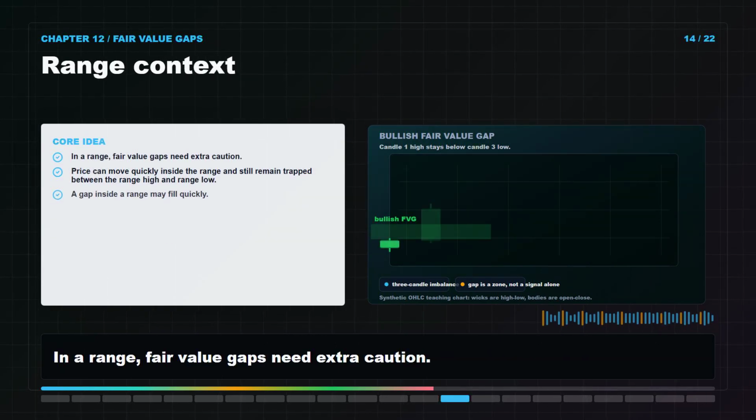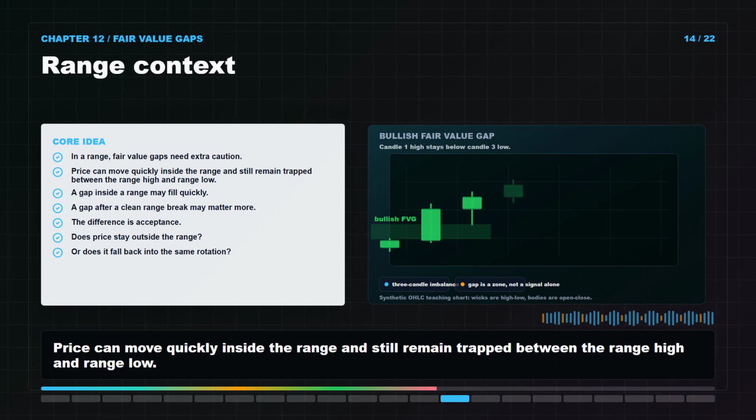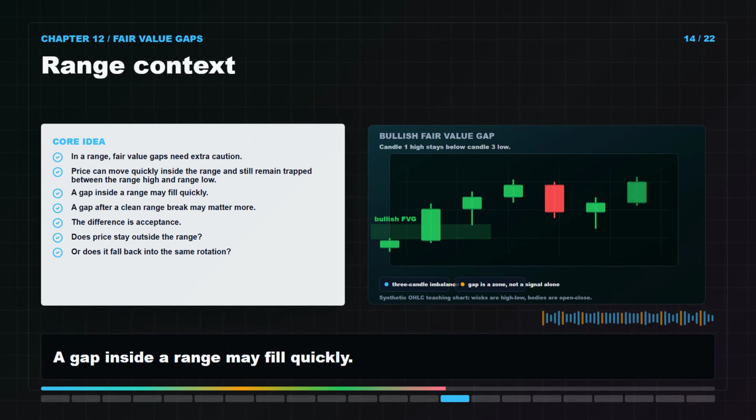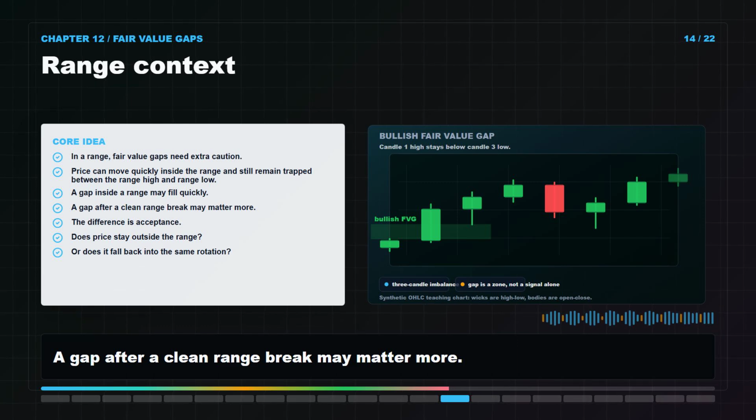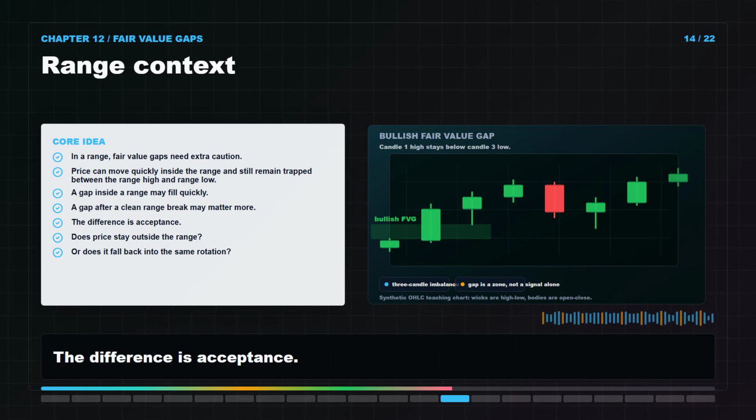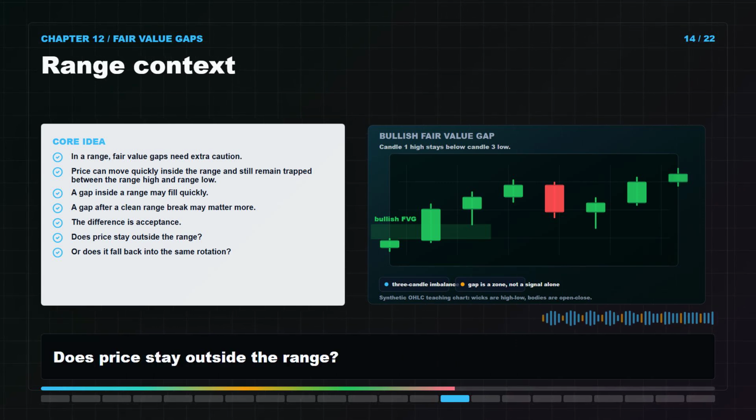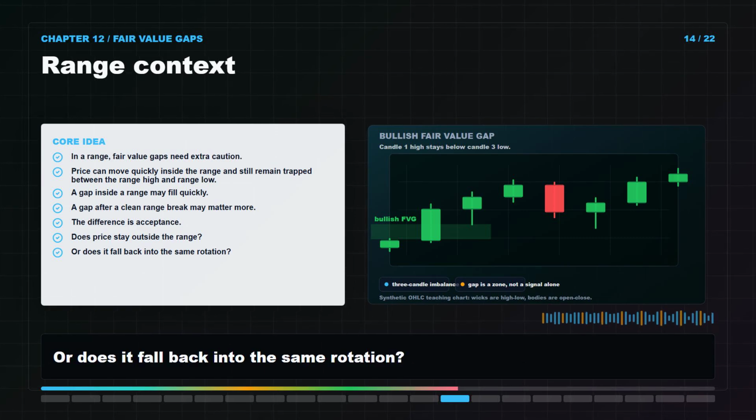In a range, fair value gaps need extra caution. Price can move quickly inside the range and still remain trapped between the range high and range low. A gap inside a range may fill quickly. A gap after a clean range break may matter more. The difference is acceptance. Does price stay outside the range, or does it fall back into the same rotation?